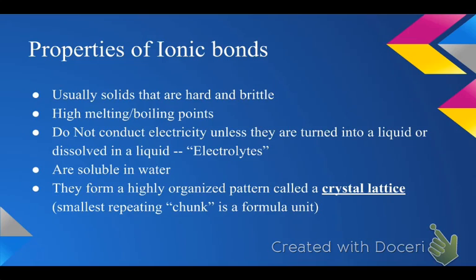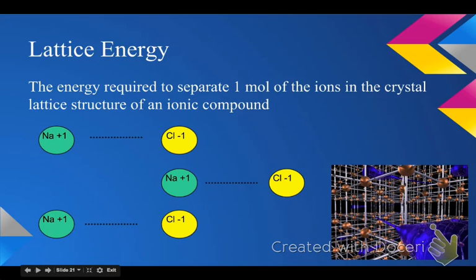Now, ionic compounds are not always soluble in water, but they are more likely to be soluble in water. And they form a highly organized pattern called a crystal lattice. It has a three-dimensional crystal lattice structure, and the smallest repeating chunk in that crystal lattice is known as a formula unit. Lattice energy goes along with this crystal lattice idea.